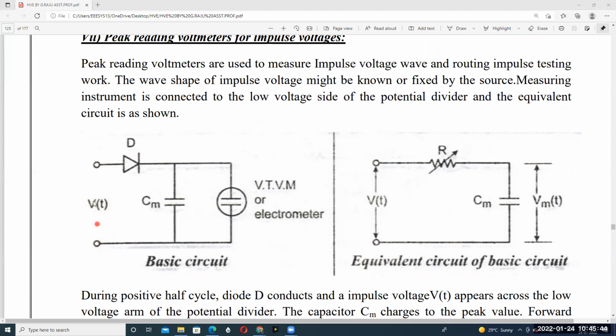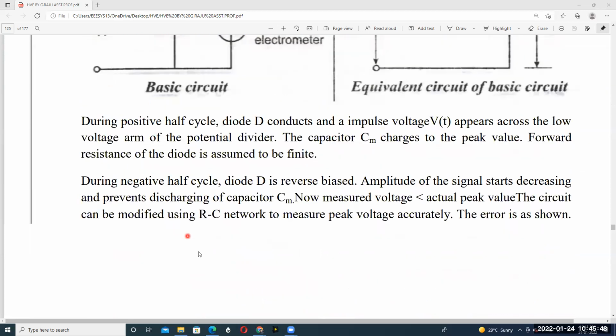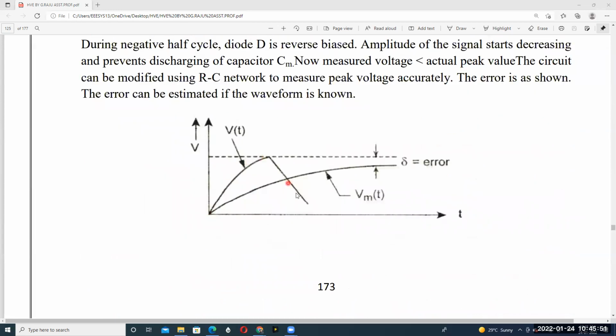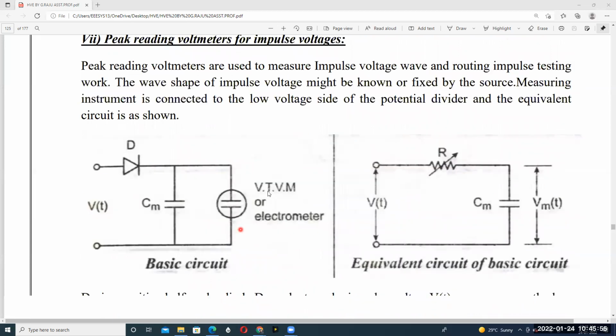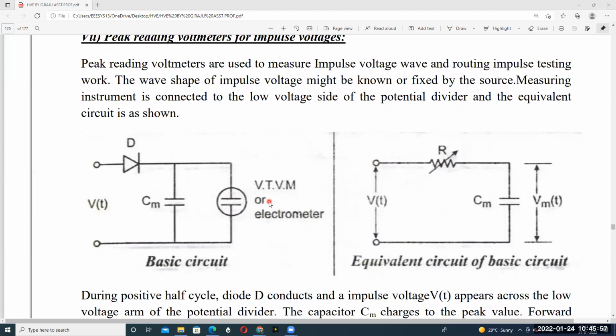We apply the impulse voltage, our input voltage V of t, here, and then this voltage can be measured by using a vacuum tube voltmeter or electrometer. So how do we measure positive pulses? For a positive impulse voltage, the diode is forward biased.